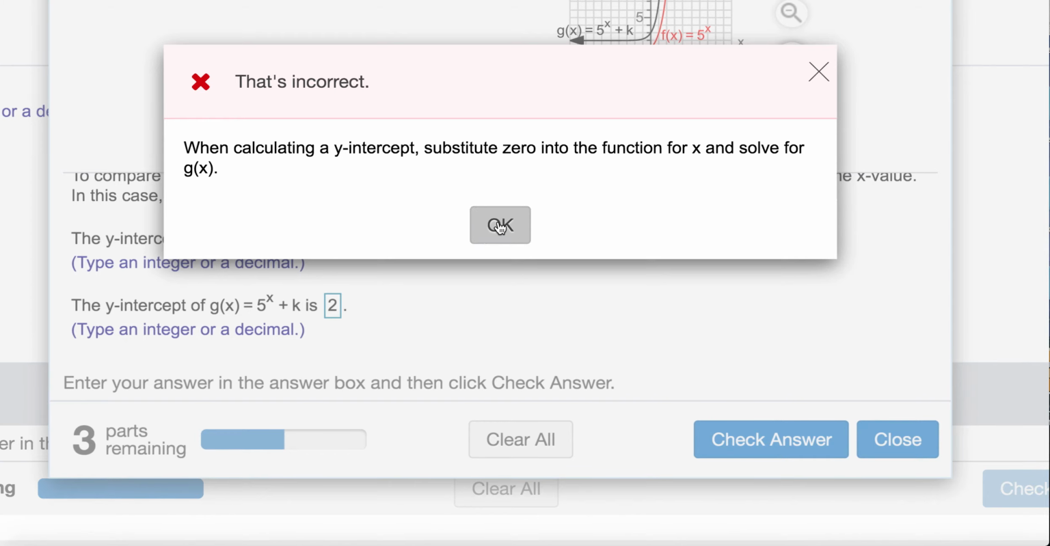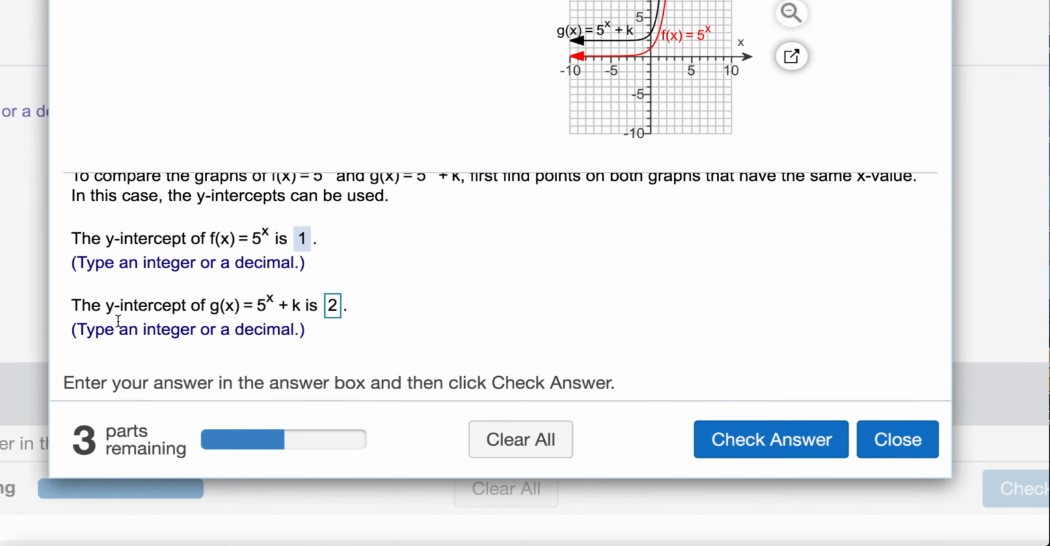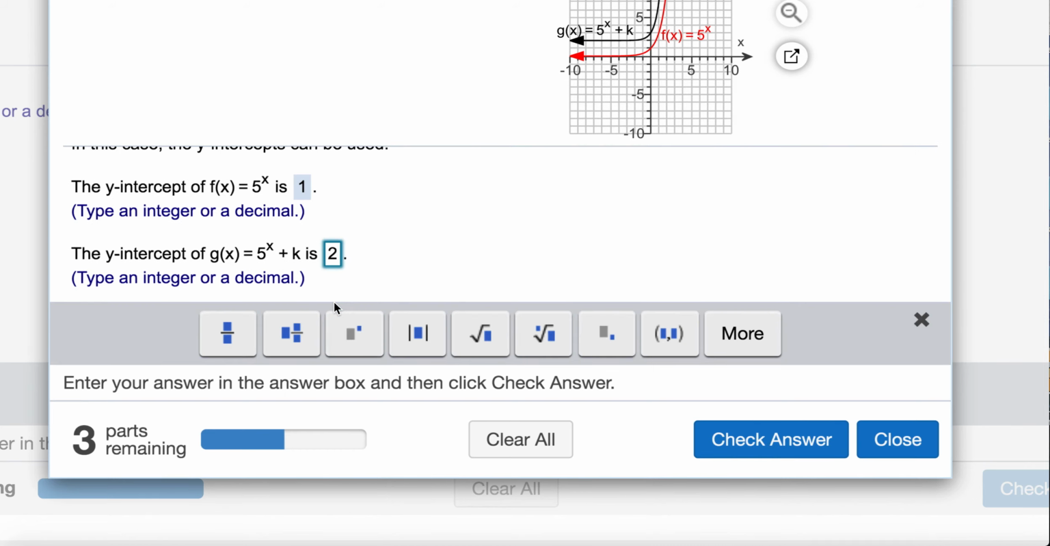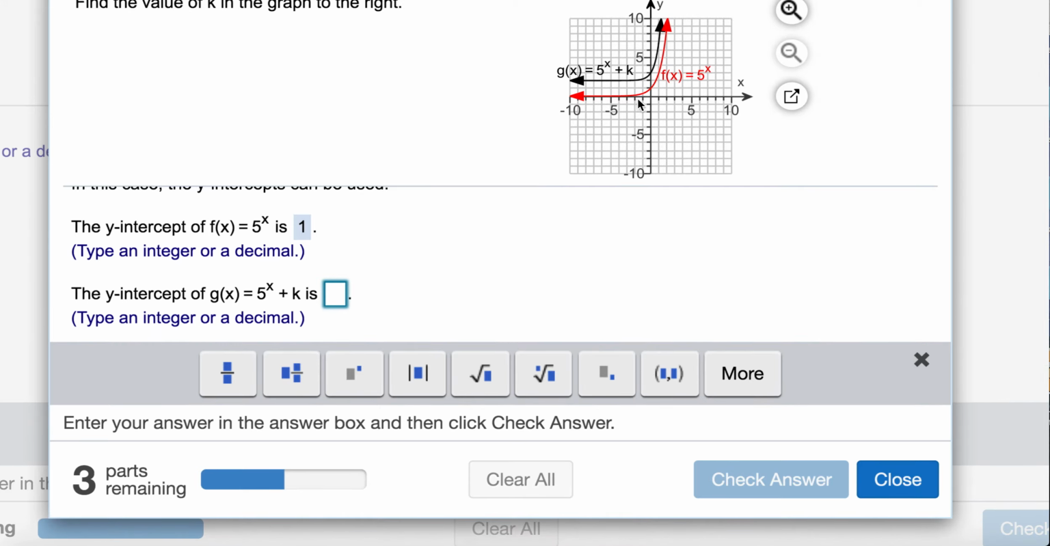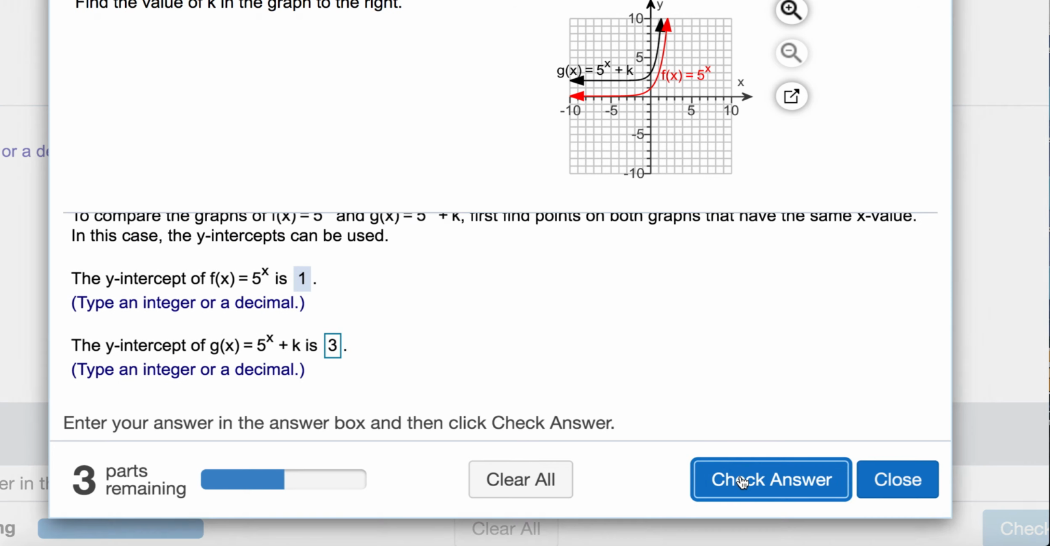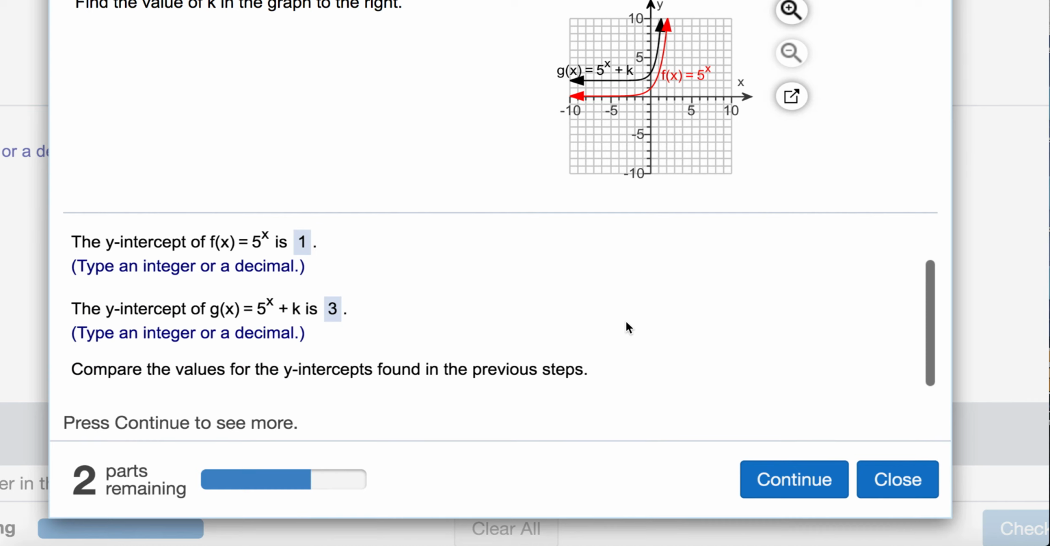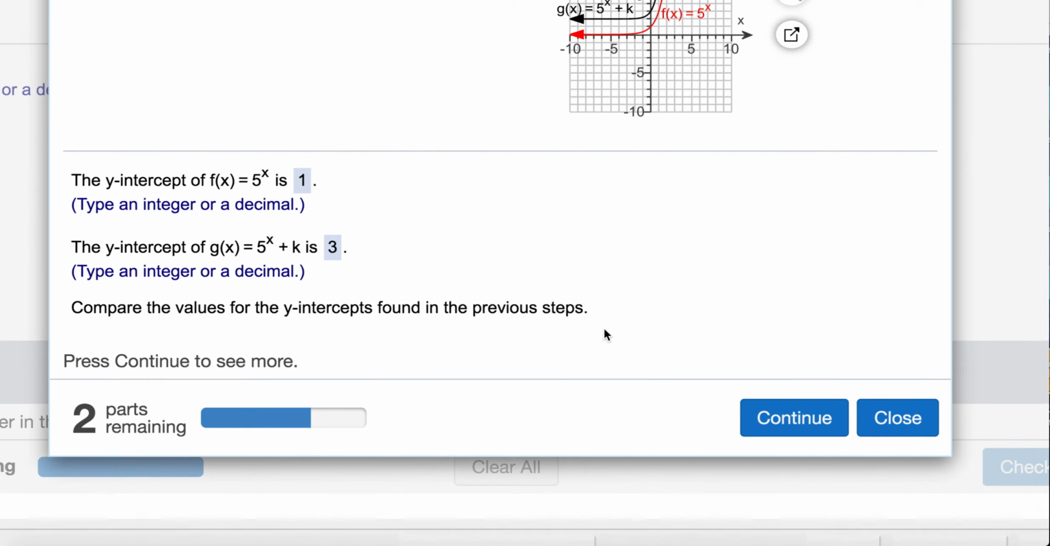Okay, this is not correct. The y-intercept of g(x) is, type an integer or decimal. Okay, check the answer. You see, when you make a mistake, you check it again. What is k in this case? Okay, k is 1, 2, 3. So it's 3. My mistake, sorry, y-intercept. So it's 3. Let's see, check the answer. We make mistakes, everybody makes mistakes. Fantastic. Okay, so you see how you help yourself figure it out.